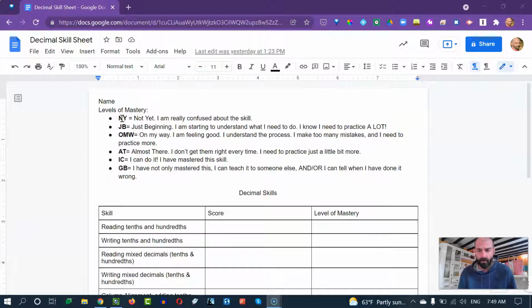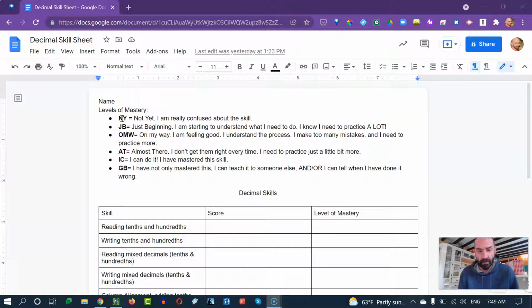The other one is "on my way." On my way is like you feel good, you're pretty confident about it. Right now you're making mistakes and you just need to practice more, maybe not a lot, get some more feedback, and then you'll be there. There's also "almost there." Almost there is like you just made a couple of mistakes, like a calculation error, or did something foolish. But I need a little bit more practice, and I know I can do this.